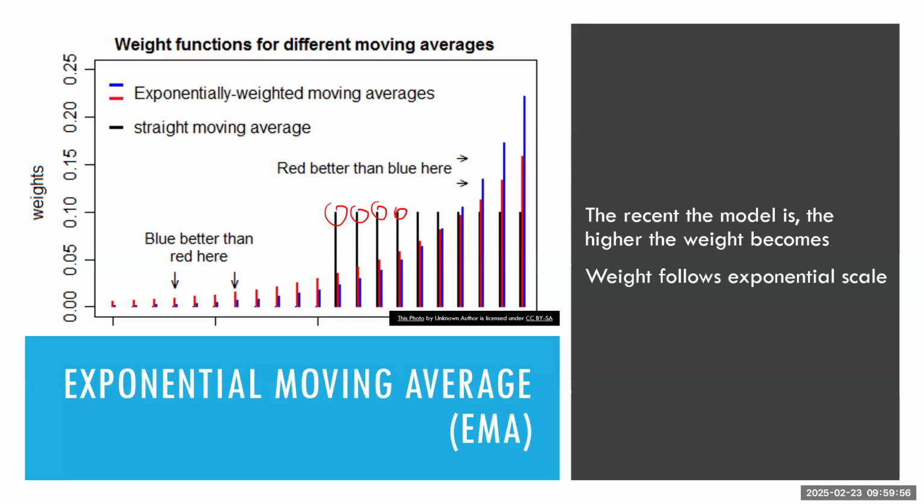The reason we want to use the exponential weight is that the more recent the model is, the higher the weight becomes. At the beginning, our model is very inaccurate, but later on, the model is more accurate. So we trust the results from the recent ones more, but we don't want to throw away what we have done before. That's why we combine them, but we combine them with a smaller weight for the past.